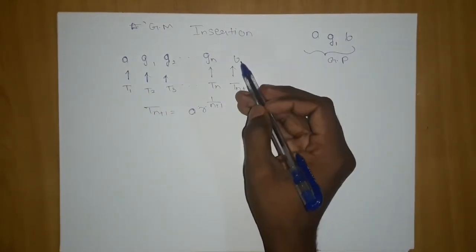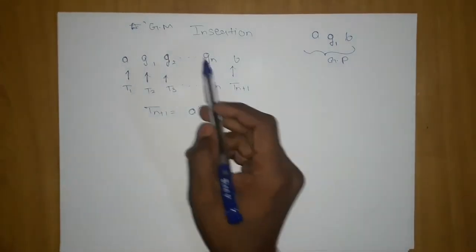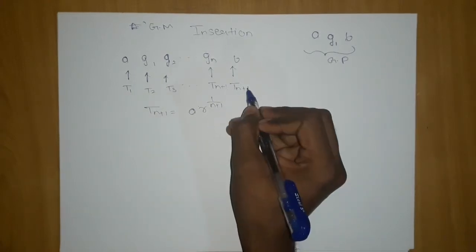Okay, for t n plus 1 this will be t n plus 2, because in between there are n terms. This will be 1, this will be 2, and this will be t n plus 1, and this will be t n plus 2.